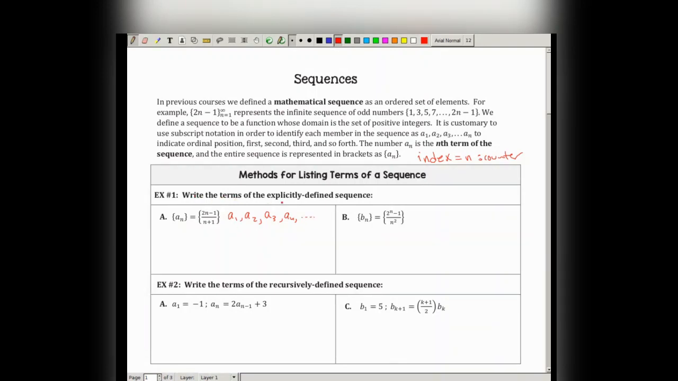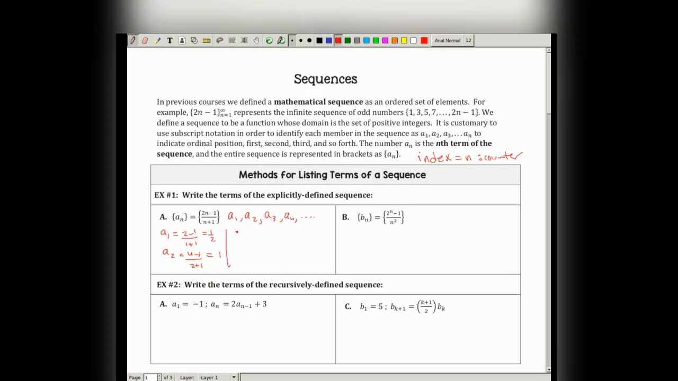And if I say write the terms of the explicitly defined sequence, I mean give me the first few terms. I didn't specify exactly how many terms. So here, if I want to say what is A1, A1 is going to be 2n minus 1 over n plus 1. Well, what's n? n is 1 for A1. So A1 would be equal to 2 minus 1 over 1 plus 1. So we get 1/2. A2, same thing. 2 times 2, which is 4, minus 1 over 2 plus 1. So we get 3 over 3, which is 1.